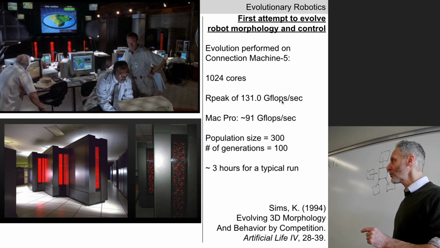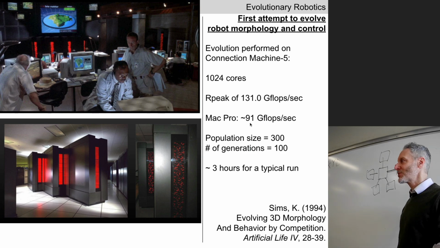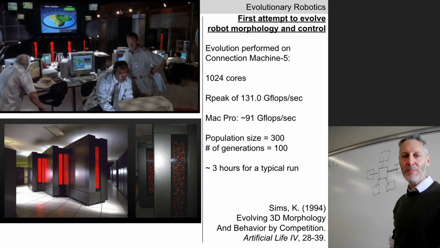If you've got a Mac Pro from the last few years, like the one I'm running this on right now, it clocks out about 91 gigaflops per second. Not quite as fast as this machine that took up an entire room. This was the state of the art.